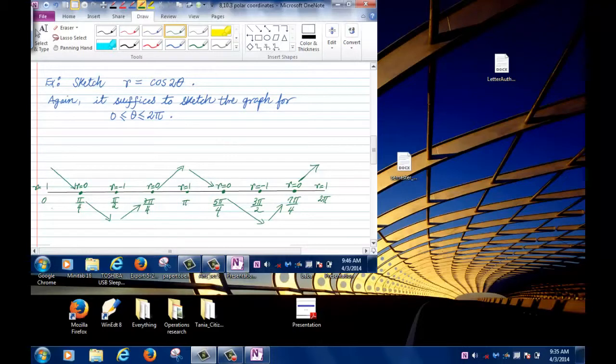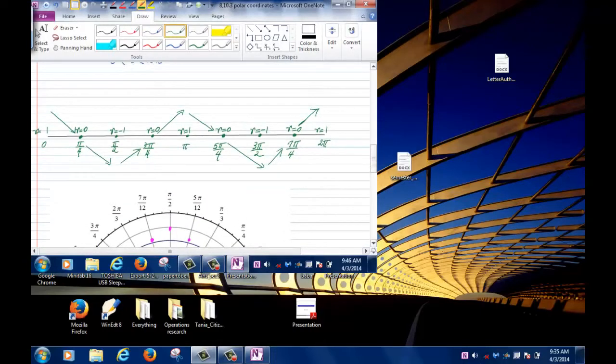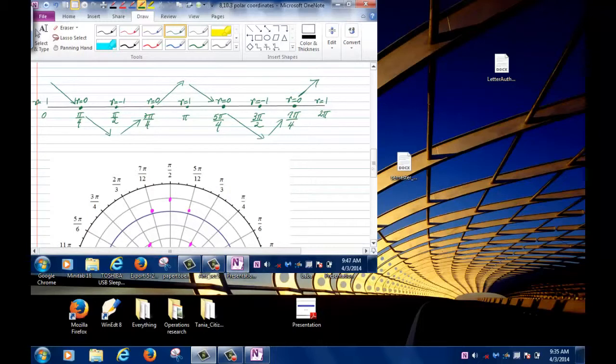If I do that, I get these intervals, right? 0 to pi over 4, pi over 4 to pi over 2, pi over 2 to 3 pi over 4, and so on, right? And then I will find the value of r at each of these points. So what's the value of r at 0? It's cosine of 2 times 0, which is cosine 0, which is 1. What's the value of r at pi over 4? It's cosine of 2 times pi over 4, which is cosine of pi over 2, which is 0, right? Everybody sees how I obtain these r values.